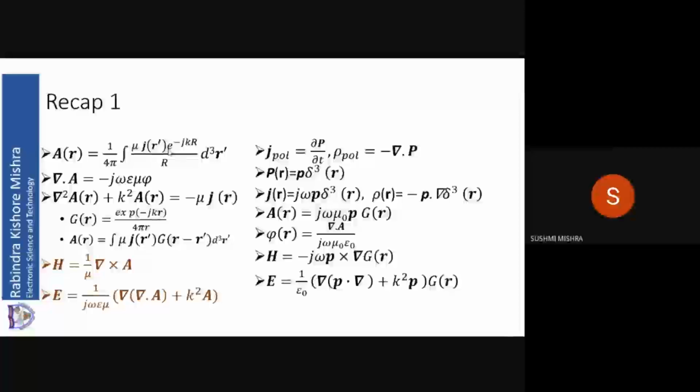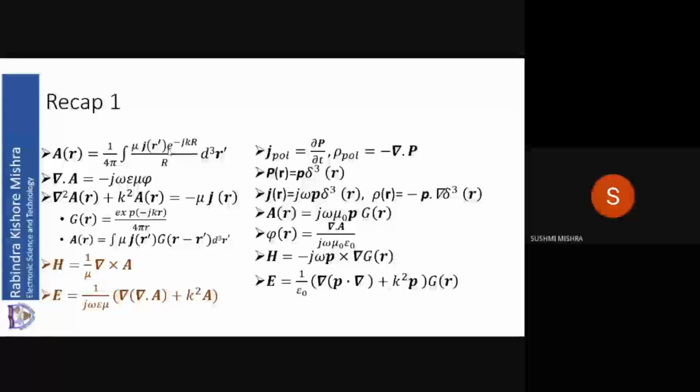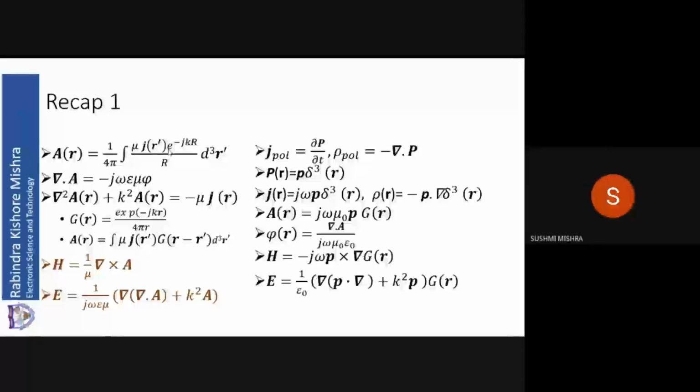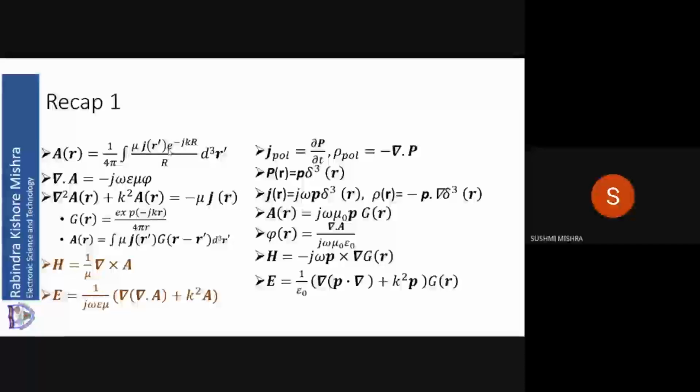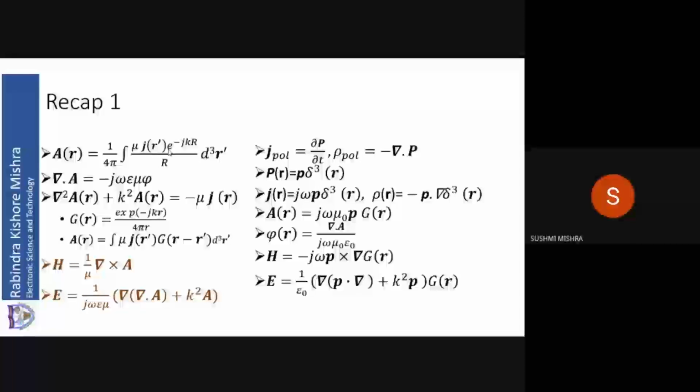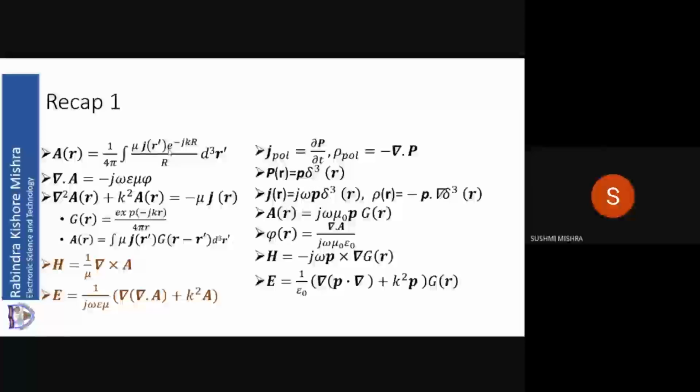Last class, we saw that for a time harmonic field, A is also time harmonic, phi is also time harmonic, which means the vector and scalar potentials are time harmonic, so that the vector potential or the scalar potential both can be represented as an integration of the current distribution or charge distribution over a closed volume. That distribution into e to the power minus jkr by r comes from the Green's function. 1 by 4 pi, of course, will be there.